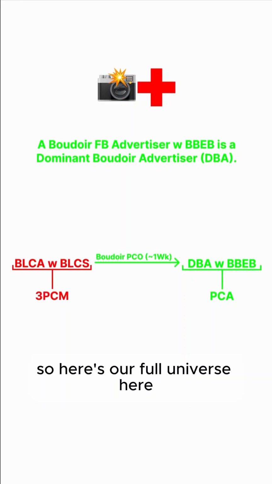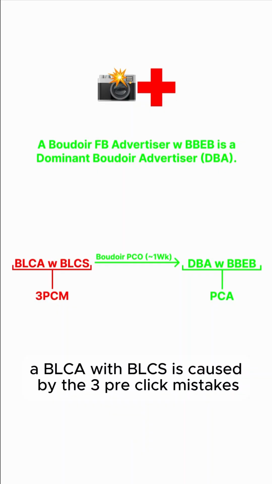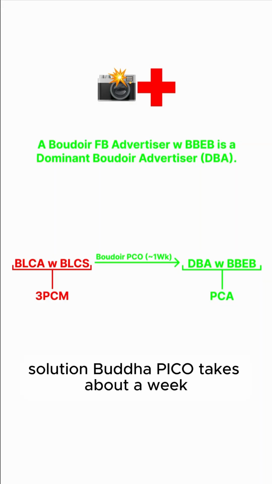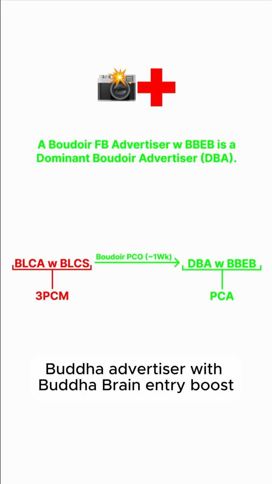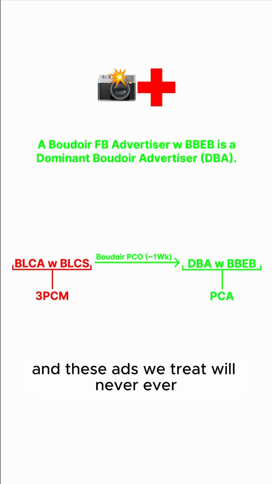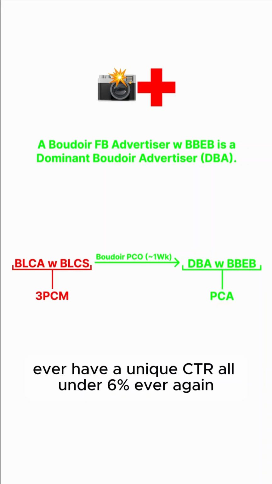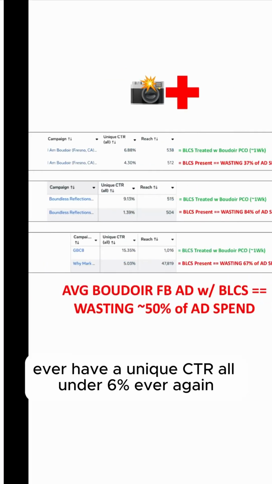So here's our full universe here. A BLCA with BLCS is caused by the 3 pre-click mistakes. Solution, Boudoir Pico takes about a week. Achieve pre-click alignment, become a dominant Boudoir advertiser with Boudoir brain entry boost. And these ads we treat will never, ever, ever have a unique CTR all under 6% ever again.